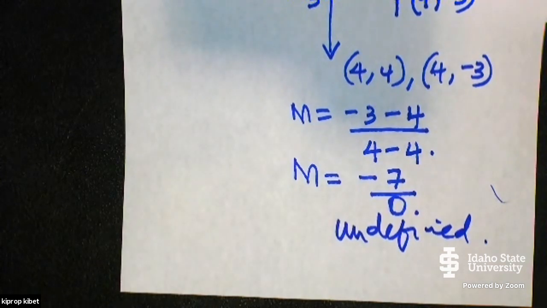So the slope of a vertical line is undefined, because there is no change in x, so the change in x is 0. Change in x is 0. Any question?